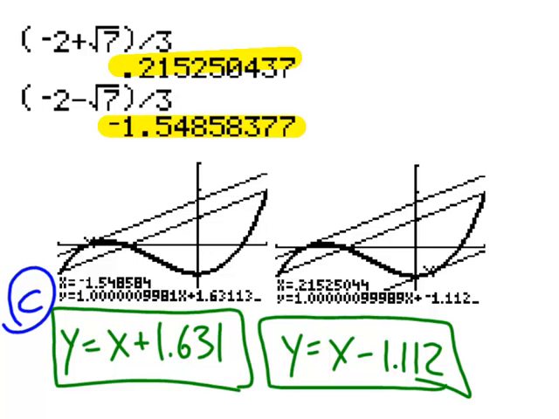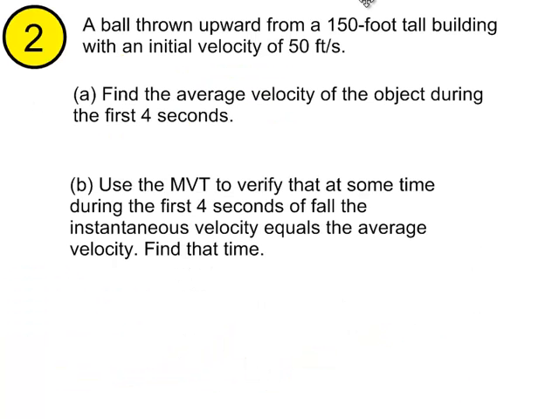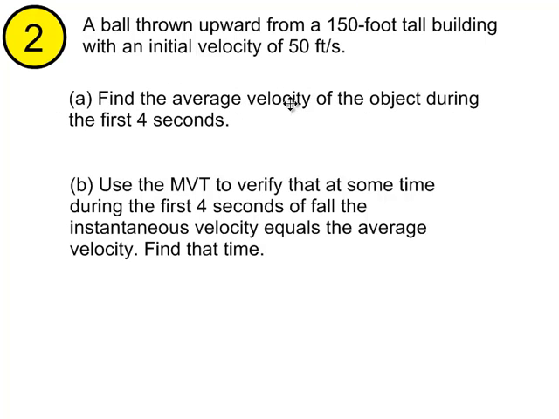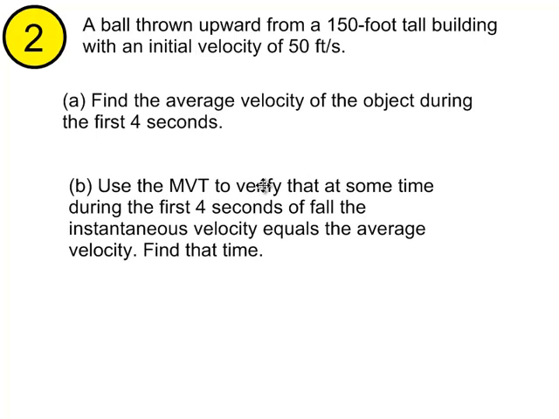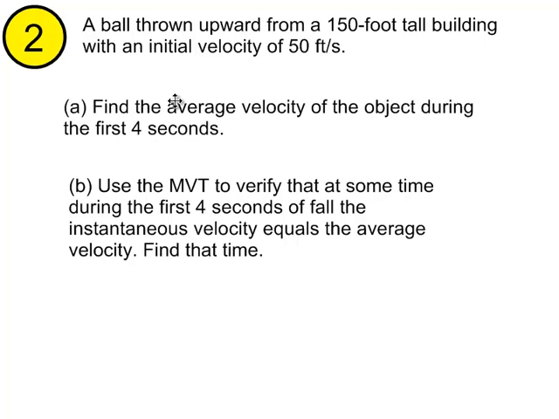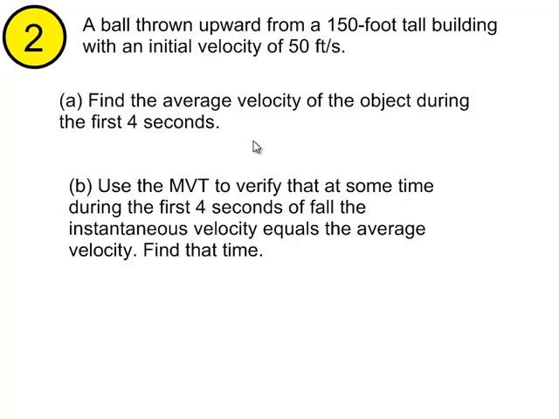Okay, let's go on to the next exercise. Here we have a ball thrown upward from a 150-foot tall building with an initial velocity of 50 feet per second. We're going to find the average velocity during the first 4 seconds. And we're also going to use the MVT to verify that at some point during that 4 seconds, the rate at which it is falling instantaneously is going to be the same as that average velocity that we got in part A. And we're going to find out at what time that occurred.